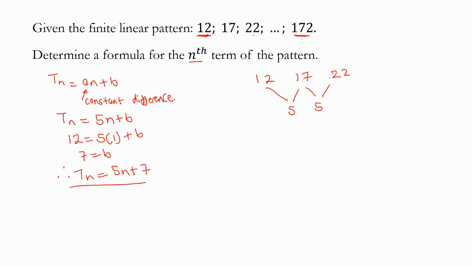So we can use any term to find b. Let's use term 3. I want you to see that we can find 7 still. Let's say we're using term 3. We're going to say 22 is equal to 5 times 3, because n is 3, and then plus b. And then 22 is equal to 15 plus b. And 22 minus 15 is 7. You see that you can use any term, but make sure that you substitute appropriately. 22, so you're using n. N, you're using what? You're using 3. So therefore, Tn is equal to 5n plus 7.